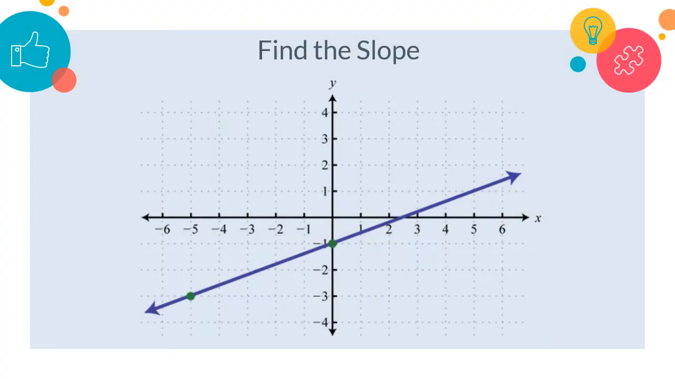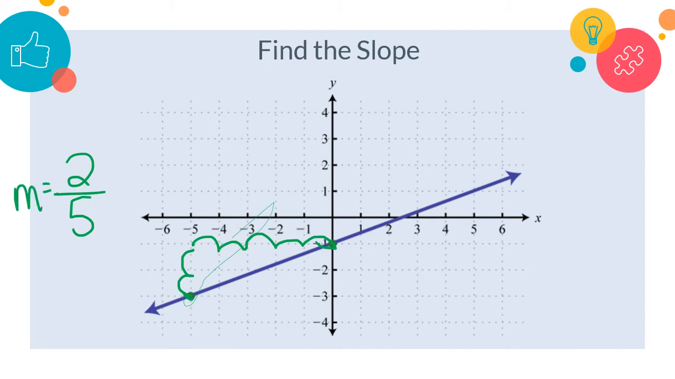Let's take a look here. Again, rise. I'm looking 1, 2. Run. 1, 2, 3, 4, 5. Up and to the right, so both are positive. And if I look, my line is positive.